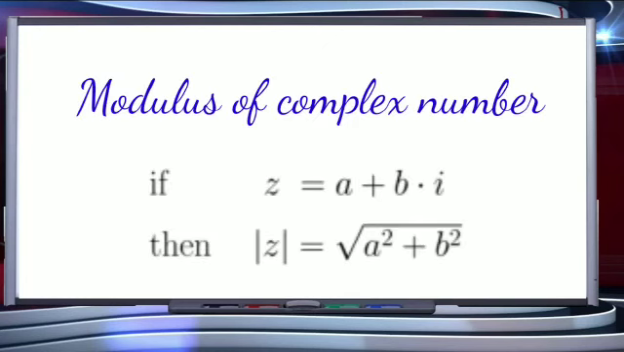Modulus of complex numbers. If our number is of the form z equal to a plus b iota, then its modulus is denoted by mod z, and it is calculated by the square root of a square plus b square. You can see an example for that here.